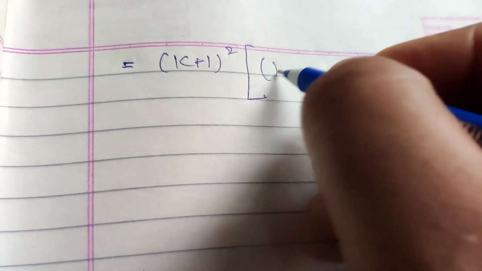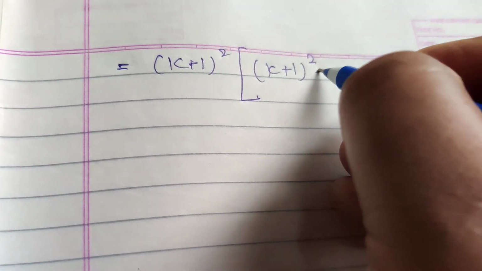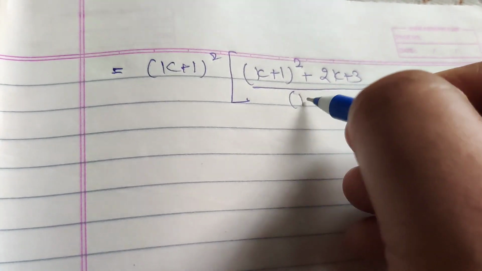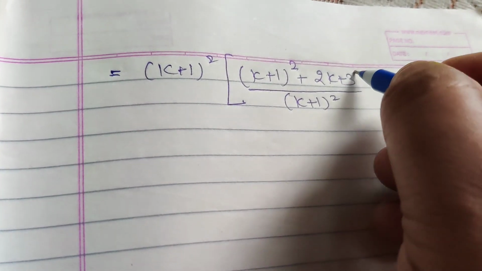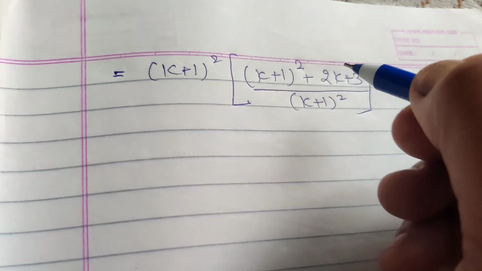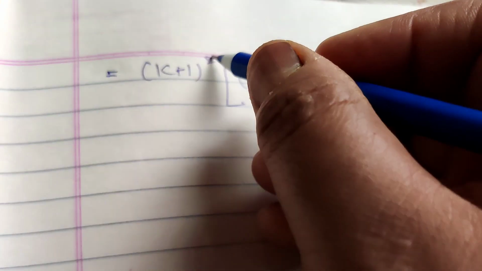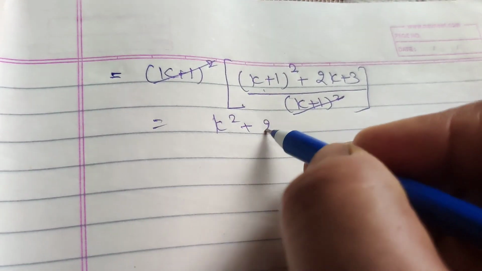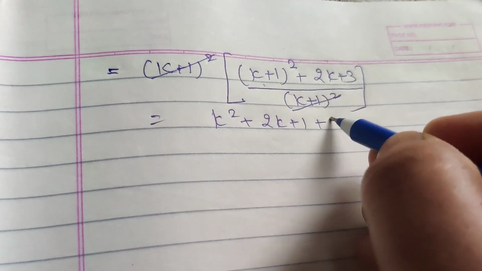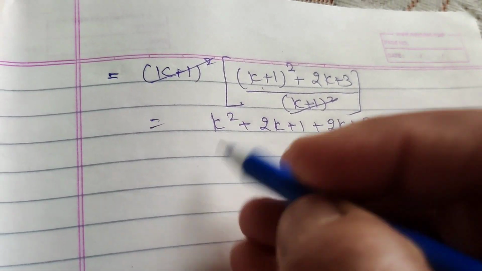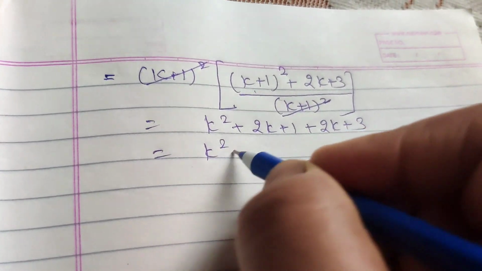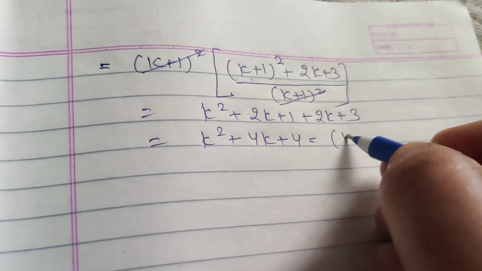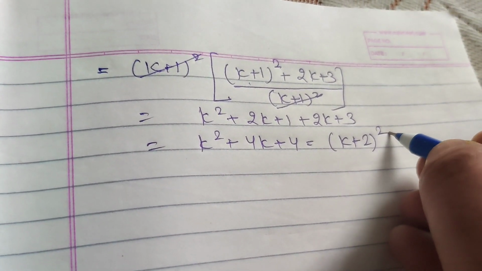Now 1 plus means (k plus 1) whole square plus (2k plus 3) by (k plus 1) whole square. Okay. The (k plus 1) whole square cancels. We get k square plus 2k plus 1 and 2k plus 3. It is equal to k square plus 4k plus 4.